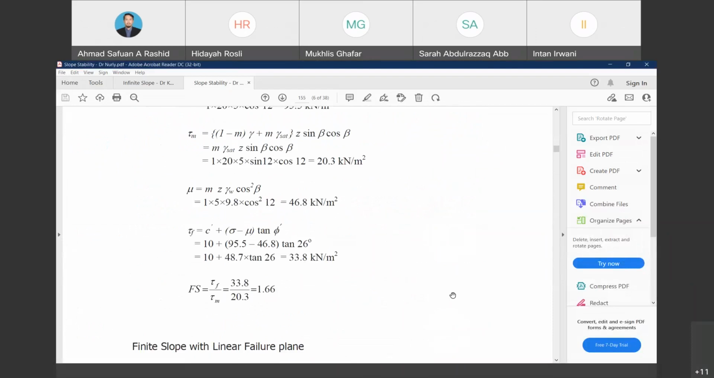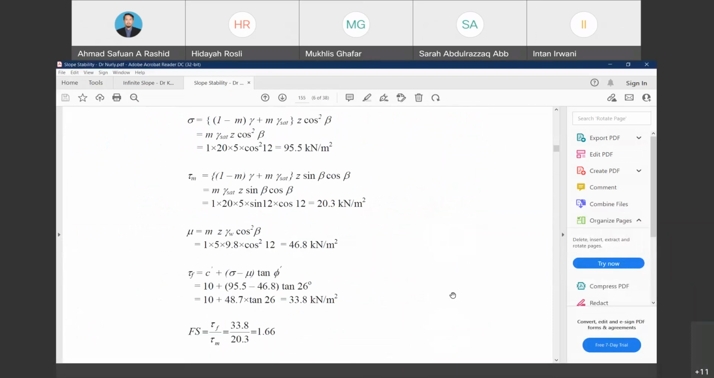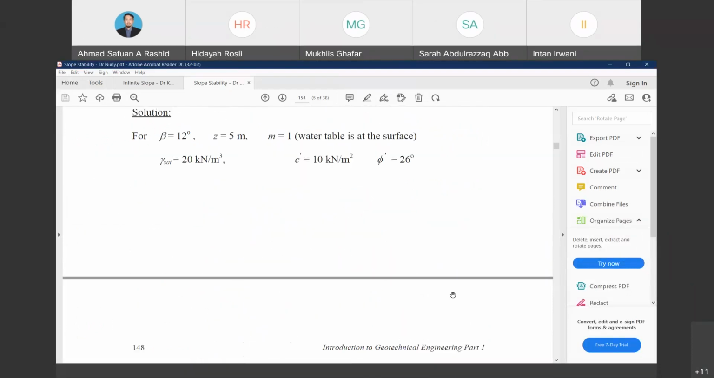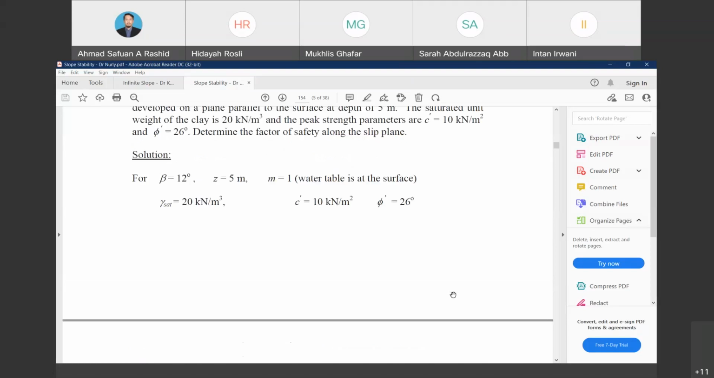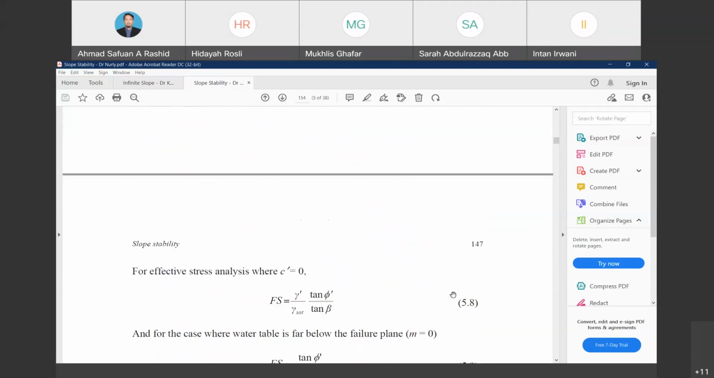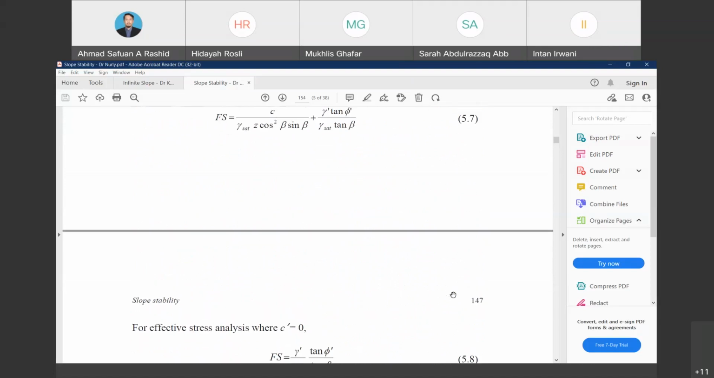Yeah, Prof. I use Z equal to 5. Yes, Z is equal to 5, correct. And beta 12 and phi 26. Gamma sat 20, and gamma is equal to 20 minus 10, which is gamma water. So I got this answer.